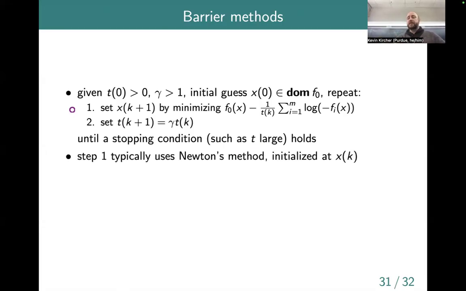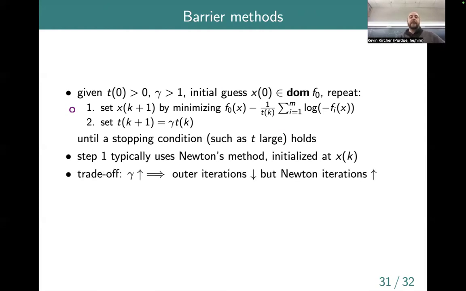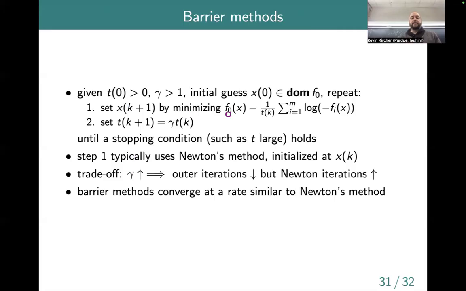So we solve step 1 typically using Newton's method or something similar to it. Again, very efficient method. And then there's a trade-off. If this parameter gamma, the amount by which we increase the weight t in the log barrier function, is bigger, then we have fewer of the outer iterations. But for solving this inner minimization problem using Newton's method, we typically get more of those iterations. So finding the right gamma is a balance. Okay, and then we get basically the same convergence properties, that 1 over square root of epsilon convergence for barrier methods that we get for Newton's method.